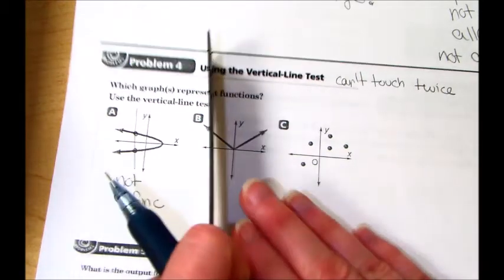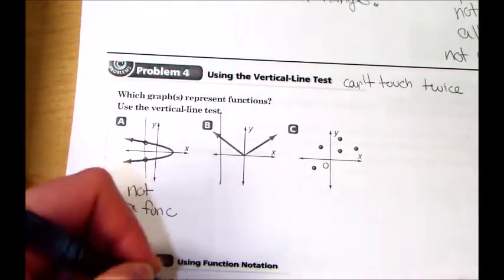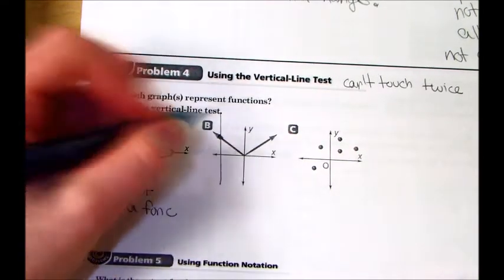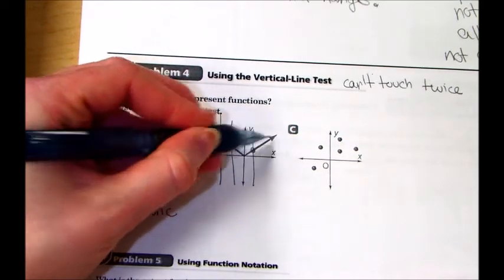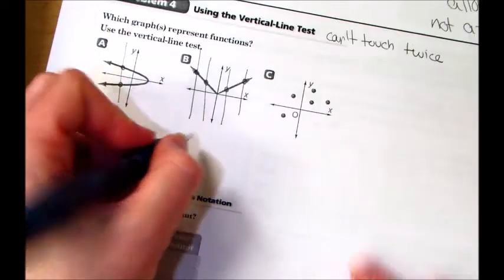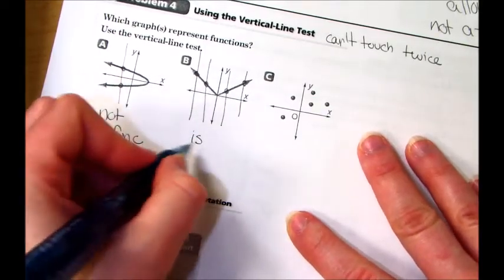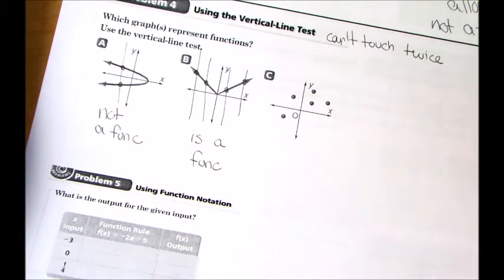Now let's look at B. This vertical line only touches once. So if I draw a vertical line here, see how it only touches once? Or a vertical line here, it only touches once, or a vertical line here, or a vertical line here. As long as they only touch once, that's fine. So this one is a function. Each domain has only one range.